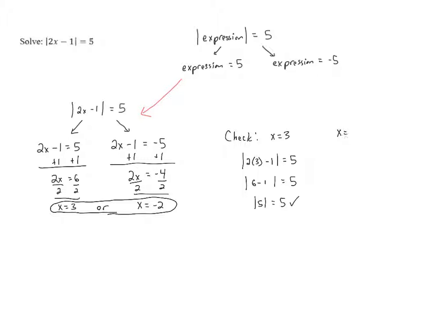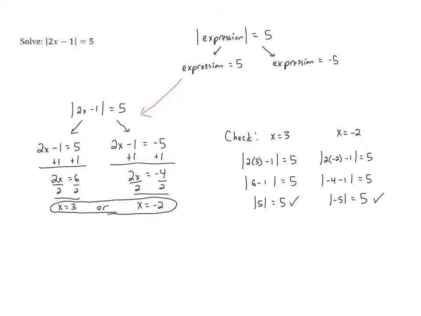And then we can also check x equals negative 2. If we plug in negative 2 for x, we get the absolute value of 2 times negative 2 minus 1 equals 5. 2 times negative 2 is negative 4. So inside the absolute value, we have negative 4 minus 1. And negative 4 minus 1 is negative 5. So we have the absolute value of negative 5 equals 5, which we also know is true.